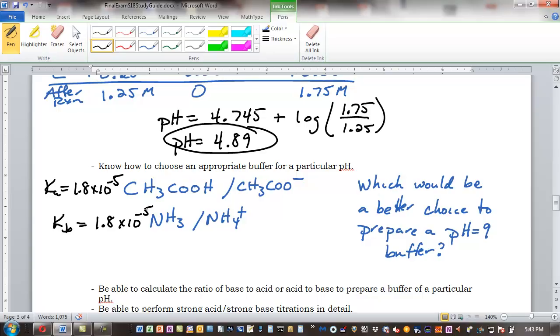Okay, so for a buffer to be effective, you want both components of the buffer to be present. You want both the weak acid part of the buffer and the weak base part of the buffer. They don't have to be equal in concentration, but that's a good place to start, just to see what the pH of that buffer is if the two components are equal. And we've already talked about that. We know that if the two components are equal, the pH of that buffer is equal to its pKa value. Now we already calculated pKa for this buffer, and we got about 4.74.